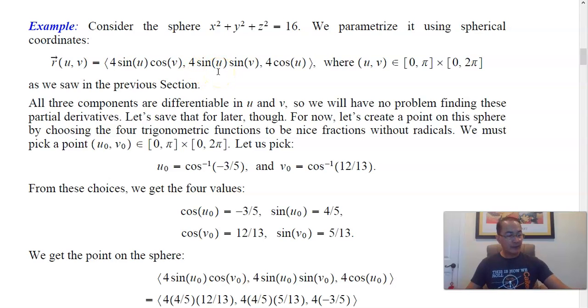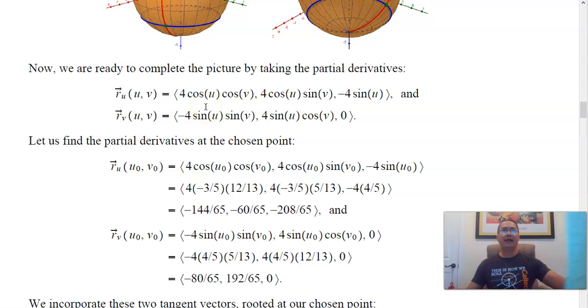Okay, 4 sine u, that is a constant. And then sine of v turns into cosine of v. 4 cosine u becomes 4 sine, no, just kidding, because our u is a constant. So that turned into minus 4 sine u for partial of r with respect to u, but with respect to v, that's just a 0. Okay, so let's go to the next page and see if we got the answers.